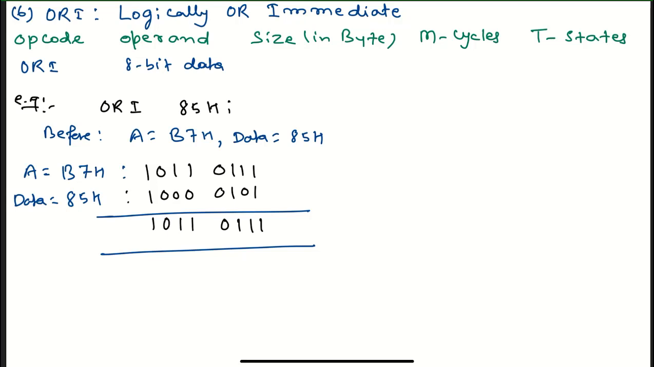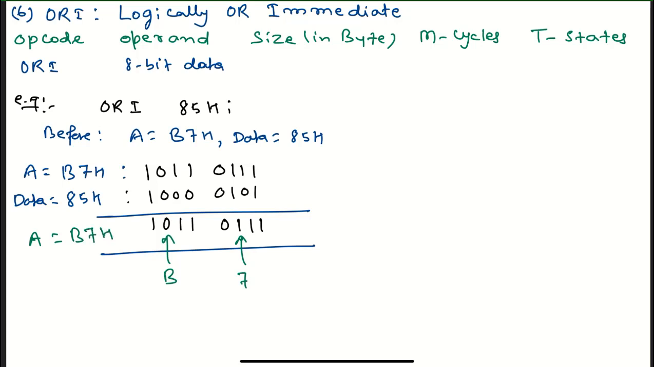1011. It means it is giving what? 1011 means its hex equivalent will be B. For this one it will be B, and for this one it will be 7. So after performing this ORing operation, the result will be stored into the accumulator. So that will be B7H.